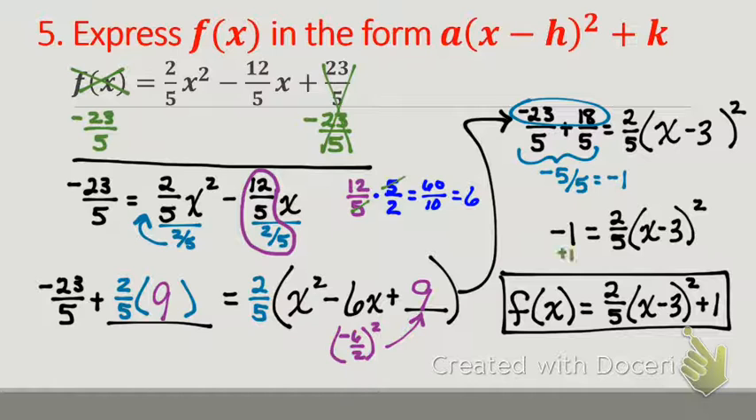Was that as bad as you thought? Pedro, where's my vertex? 3, 1. Yep, 3, 1. Tell me, is that a maximum or a minimum? Minimum. How do you know? Yep. A value is positive, so if I were to graph this, it's going to look like this. We doing all right? Awesome.